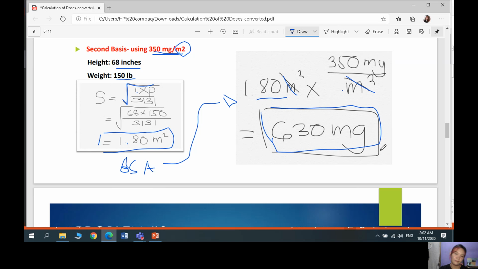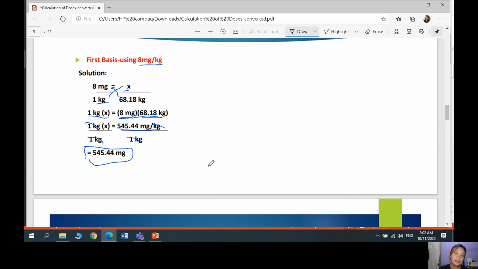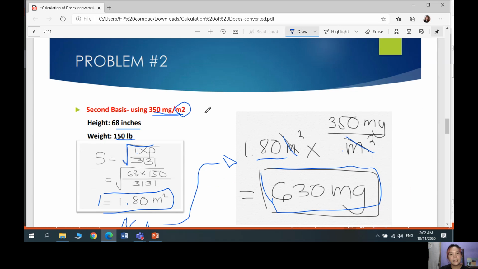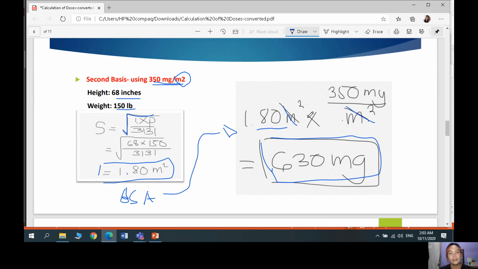630 mg. Okay, so again, the answer in the first basis was 545.44 mg, and in the second basis, it is 630 mg. So I must say that the second basis is much more useful because BSA is included, and I think the dose is much more accurate and precise.